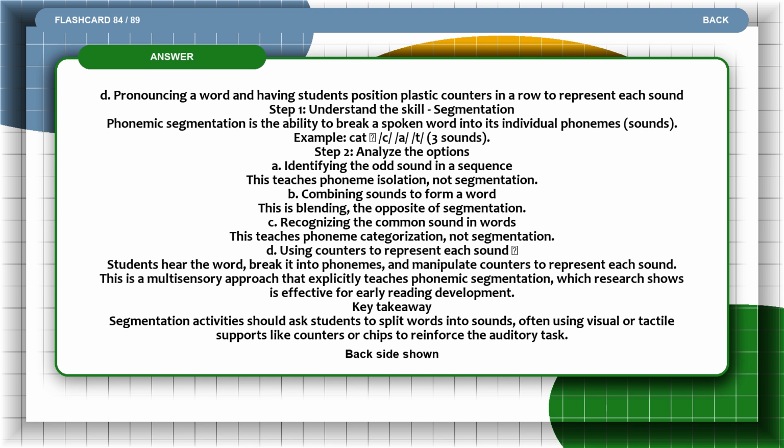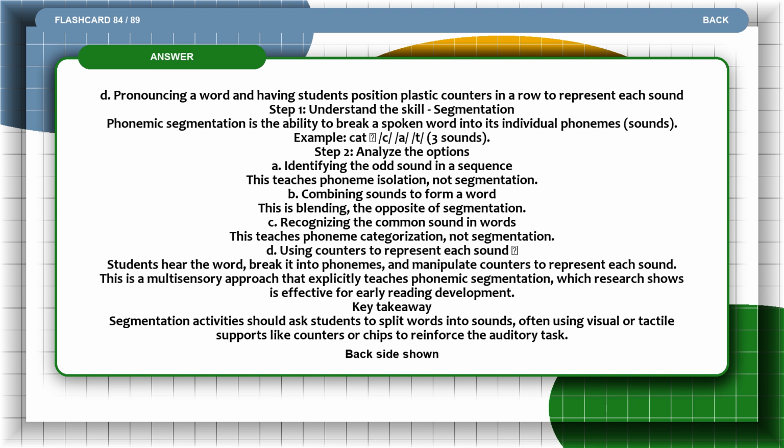A. Identifying the odd sound in a sequence. This teaches phoneme isolation, not segmentation. B. Combining sounds to form a word. This is blending, the opposite of segmentation. C. Recognizing the common sound in words. This teaches phoneme categorization, not segmentation. D. Using counters to represent each sound.